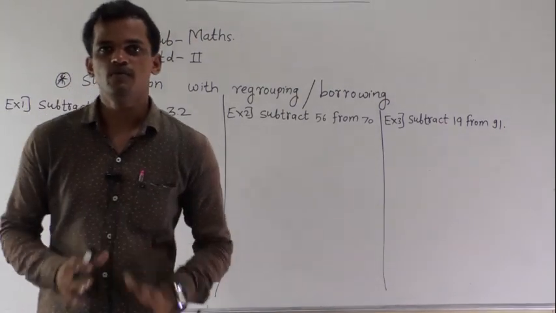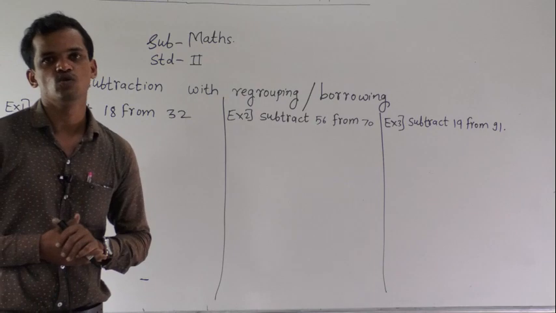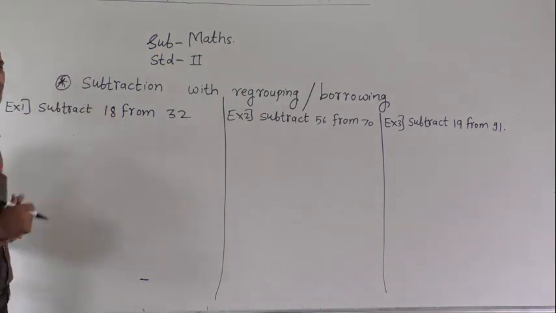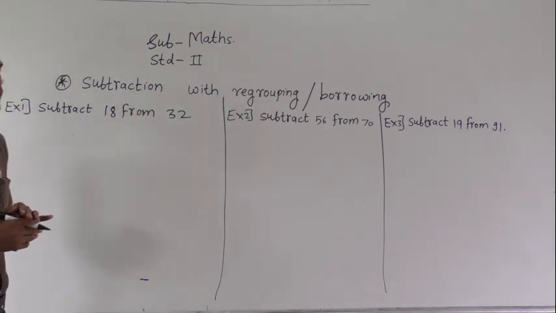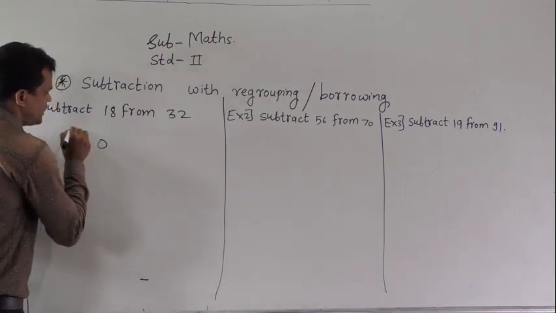Dear student, today we will learn subtraction with borrowing, or with regrouping. See the example first. Subtract 18 from 32. First arrange the numbers into columns. Two-digit numbers mean there are ones and tens.